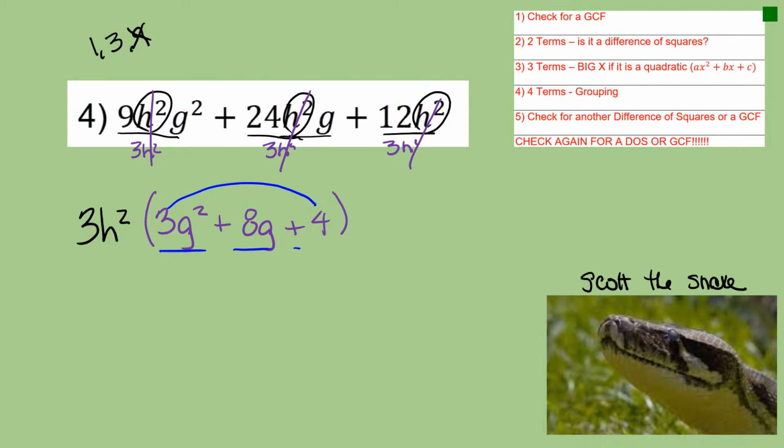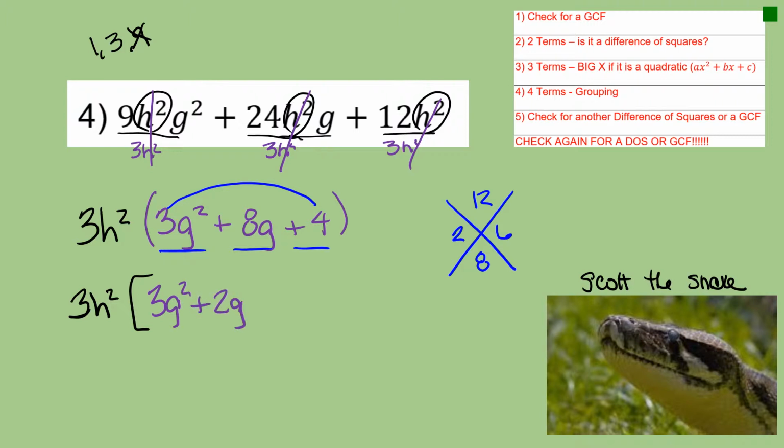Can this trinomial be factored? 3 times 4 is 12. We're looking for factors of 12 that add up to 8, and they would be 2 and 6. Leave the 3h squared there, put a bracket. We're going to rewrite this: 3g squared plus 2g plus 6g plus 4. Leave the 3h squared there and go into grouping.